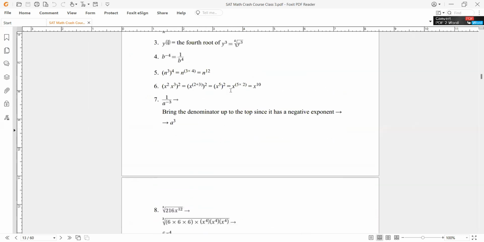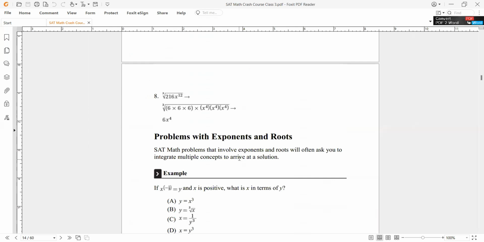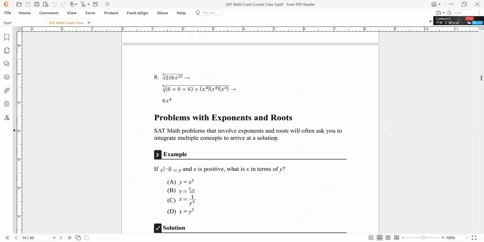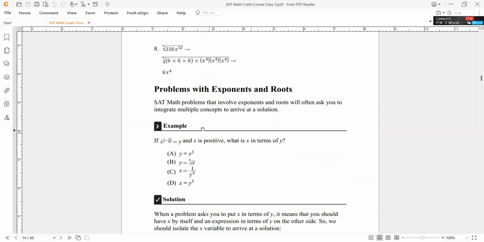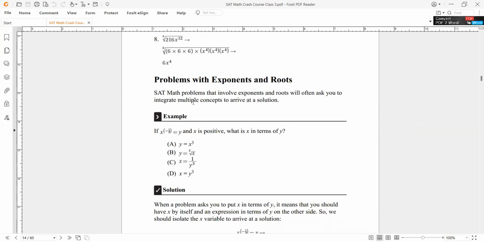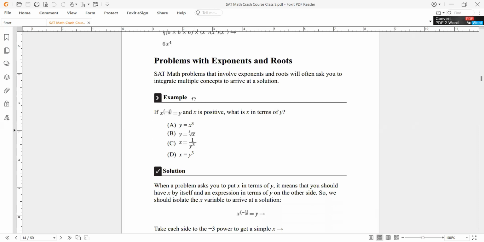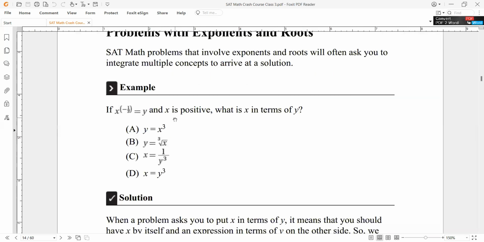I'm really not gonna put my time here. Rather, I'm interested to move on to the next topic, which is basically problems with exponents and roots. Okay, what does that mean? So this is basically a standard problem, not that much easy. So focus on a math problem.